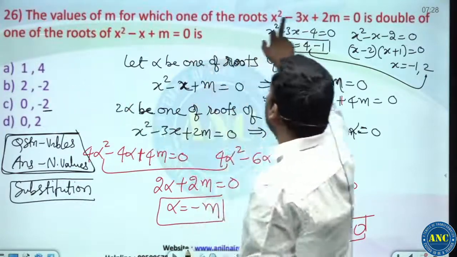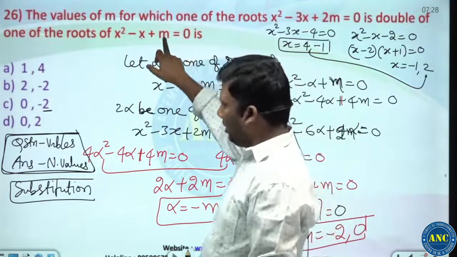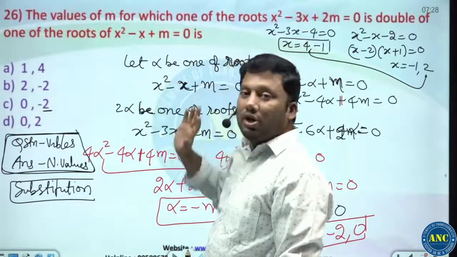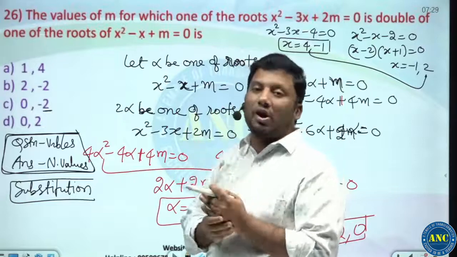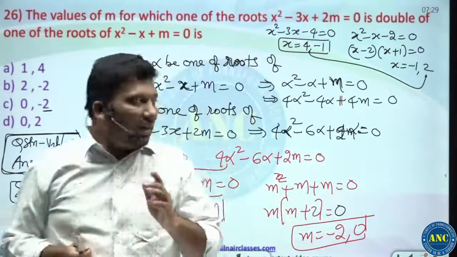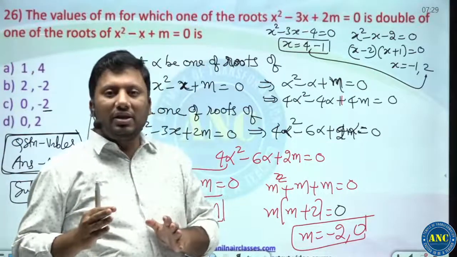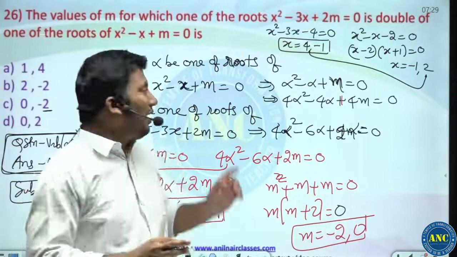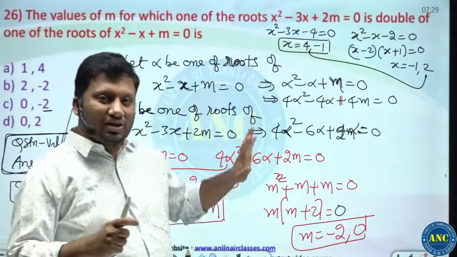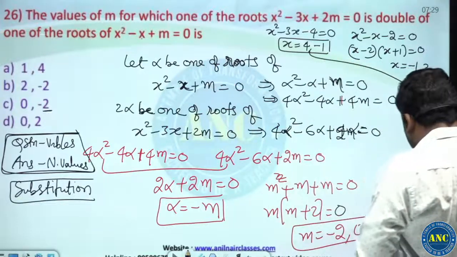Wherever m is there, substitute minus 2. You got two roots, out of which one root should be double the other root. Check it out. If one root is double the other root, then the value that you took is the right answer. I hope this question is clear. Ideally, do not use this method.